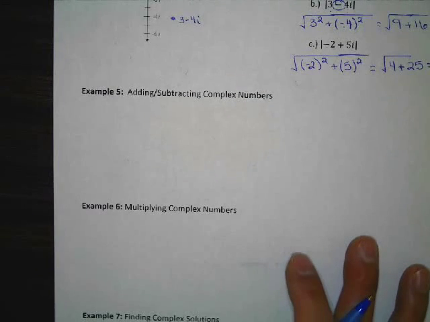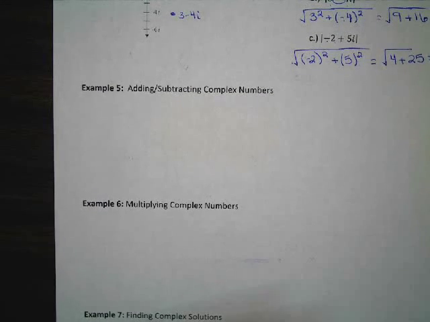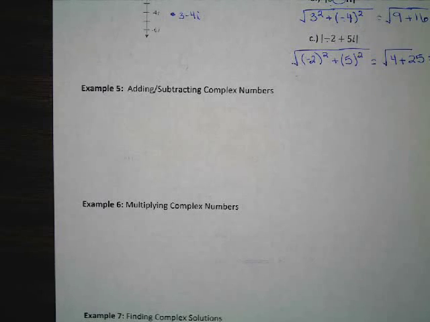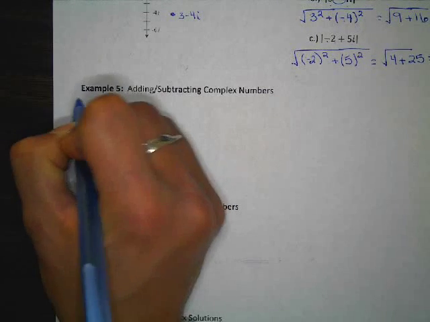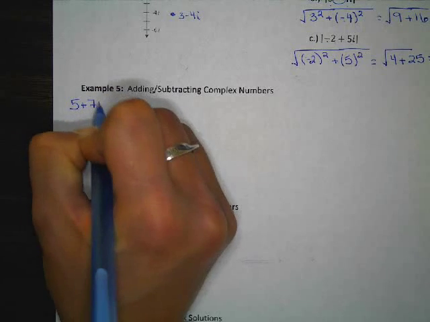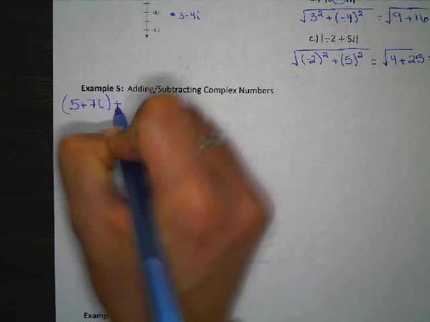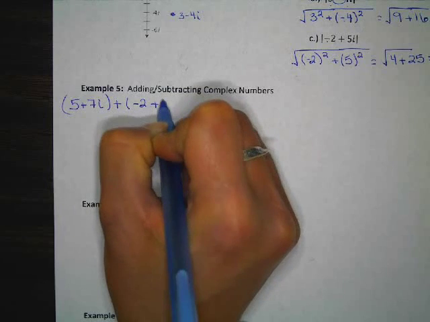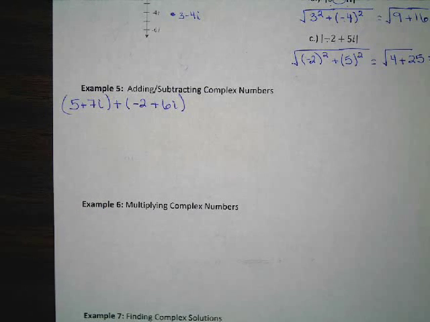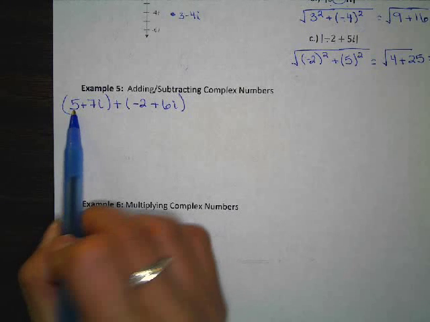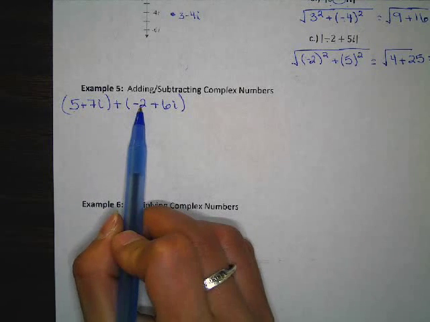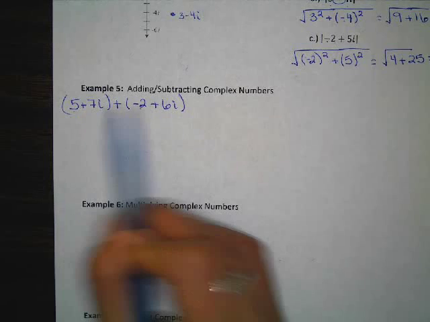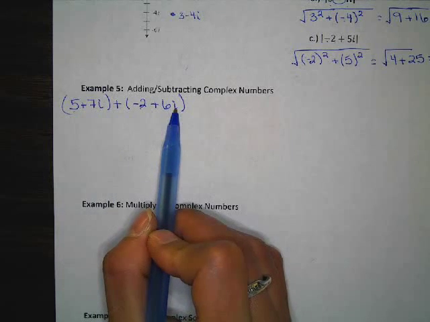Alright, now of course we have to learn how to add, subtract, and multiply these numbers. When you're adding and subtracting complex numbers, it's exactly like combining like terms. So in this first example, we have 5 plus 7i plus negative 2 plus 6i. And again, all you're going to do is combine your like terms. So we have 5 and negative 2. Obviously that does not add with the numbers that have i's with them.